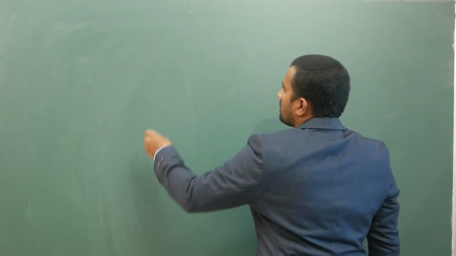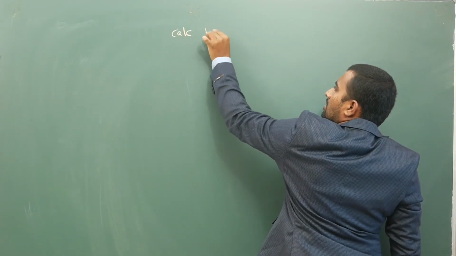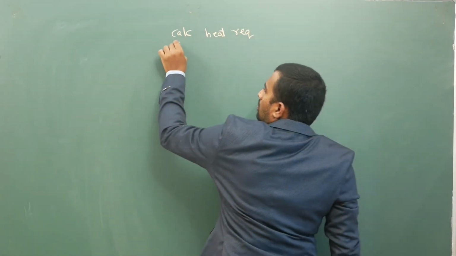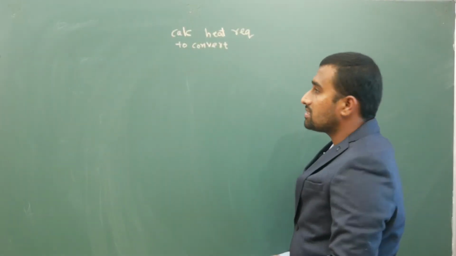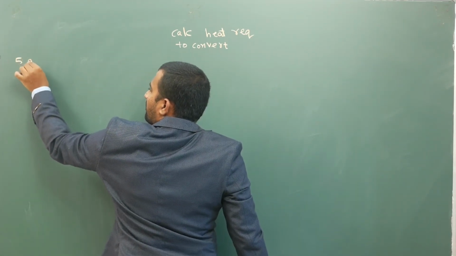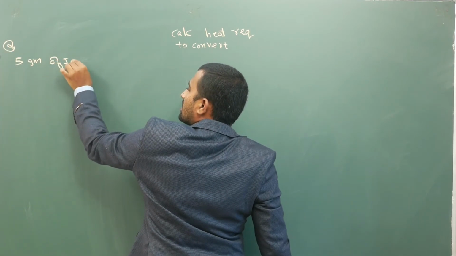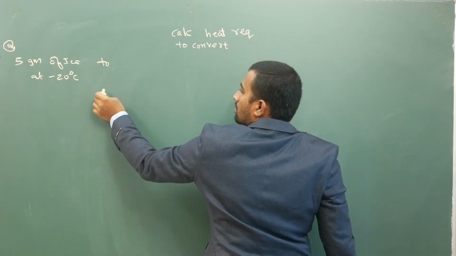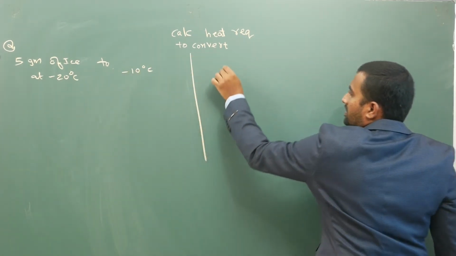I will give the question like this: calculate heat required to convert, first question, part A, 5 grams of ice at minus 20 degrees centigrade to, let us say, minus 10 degrees centigrade. That is your first part of the question.